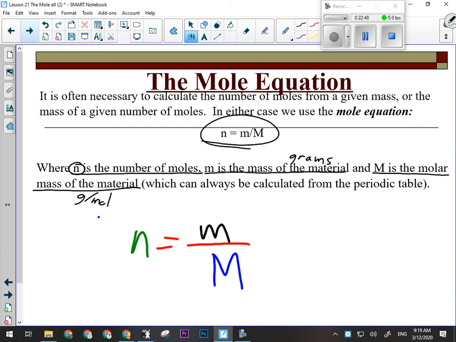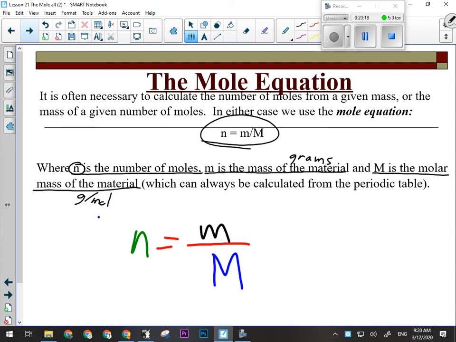It can also be manipulated to solve for mass. If I knew how many moles I had and the mass of 1 mole, what would I do with those two numbers to get mass? Switch them in and multiply, right? If I know I have 2 moles and 1 mole equals 5 grams, I would go 2 times 5 grams, and that would tell me the mass of 2 moles. Are you okay with that? So you just did algebra.